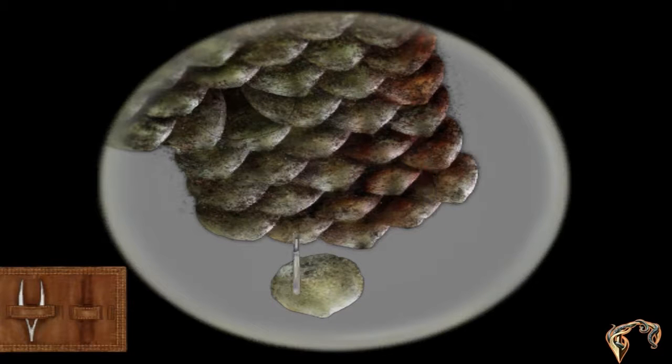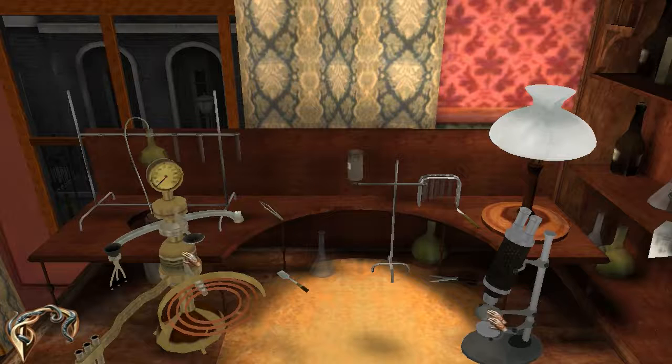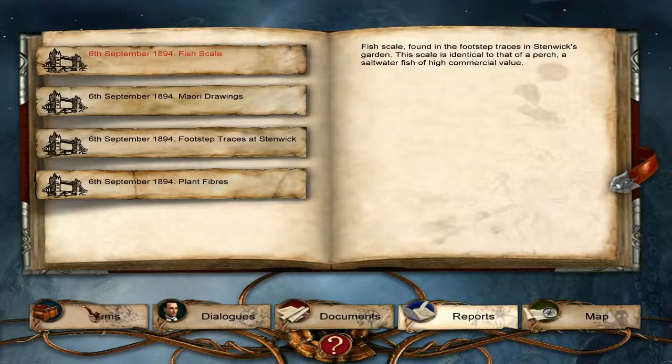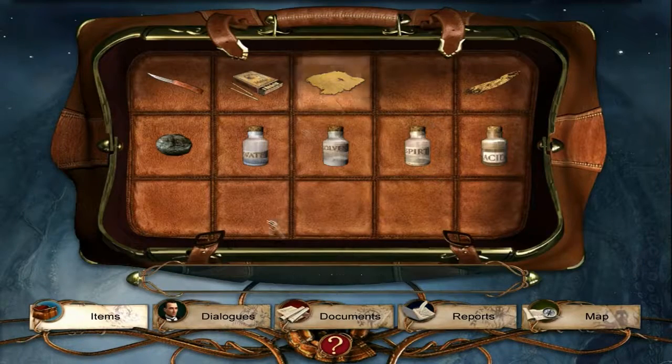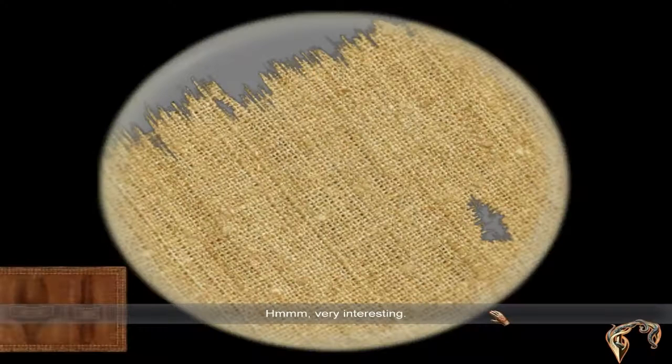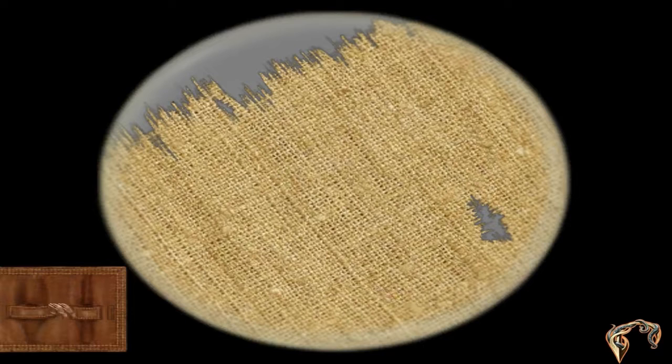Don't think I can cut anything here. Nothing. Now it can't be used. Can I use something here, like this? Now it can't be used for anything. Yeah, here we go. Very interesting. What is very interesting?